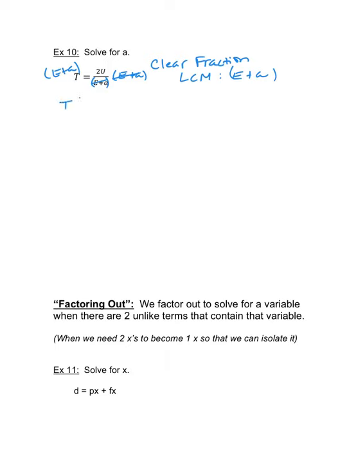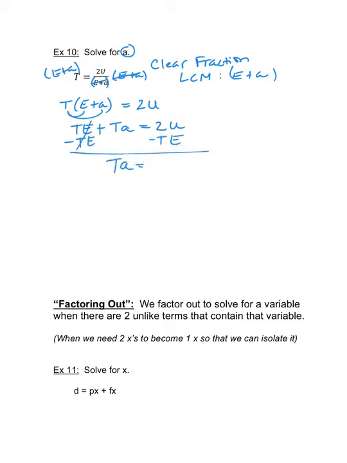So I have t being distributed into e plus a equals 2u. And I'm solving for a, so I'm going to have to distribute. So I have te plus ta equals 2u. You could also have divided by t. That would also work. I'm going to subtract te from both sides. So I have ta equals 2u minus te, and finally divide by t. So I end up with a equals 2u minus te all over t.